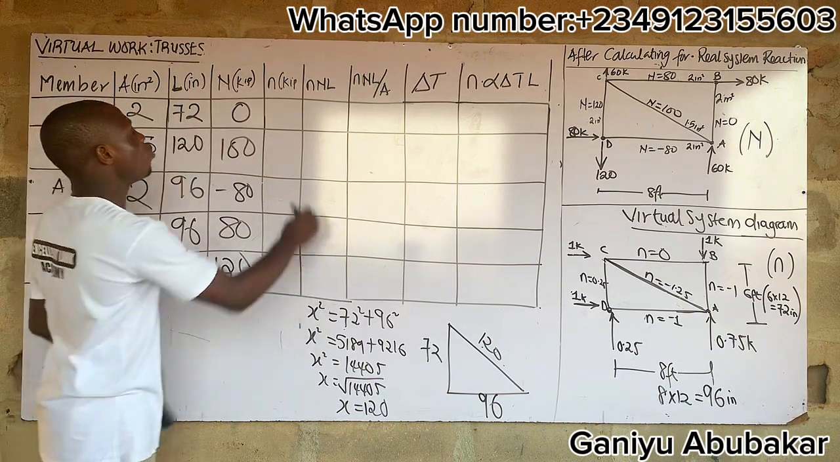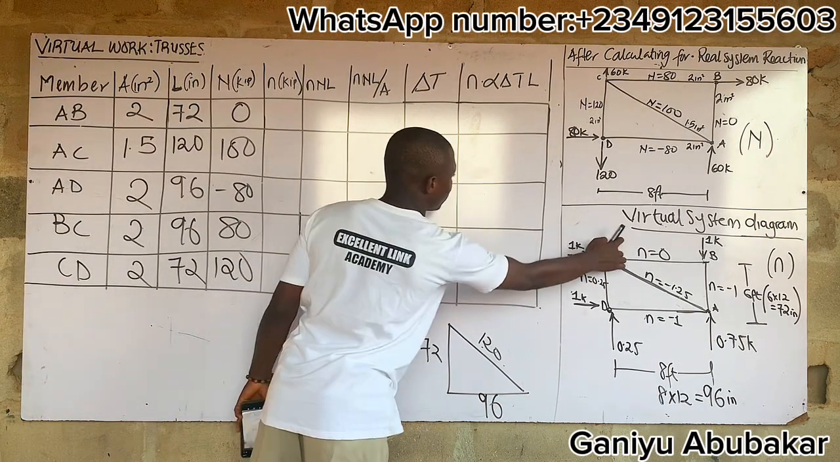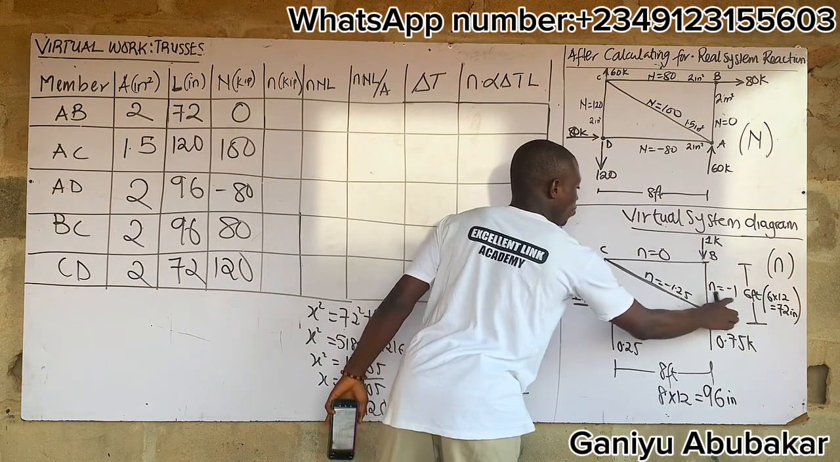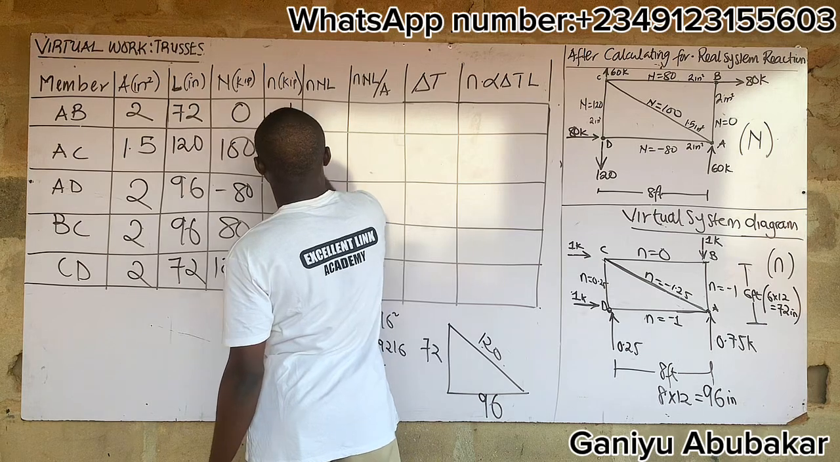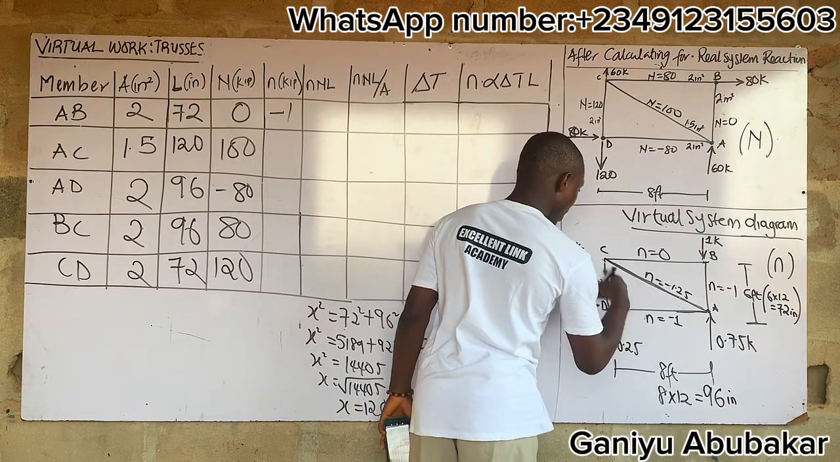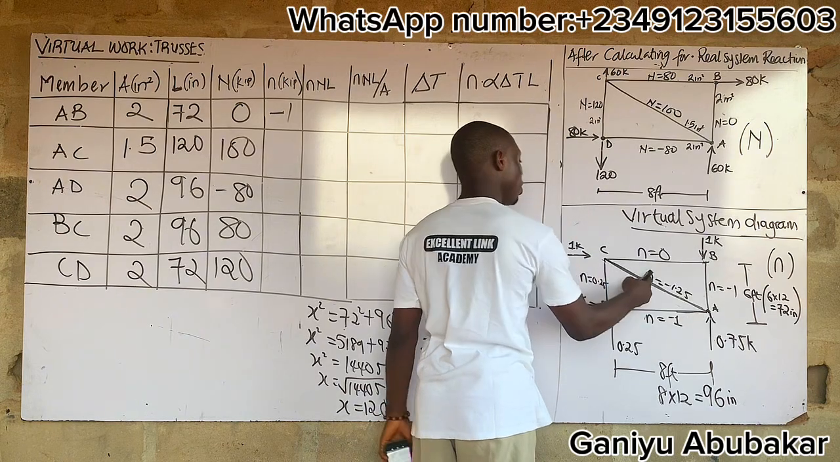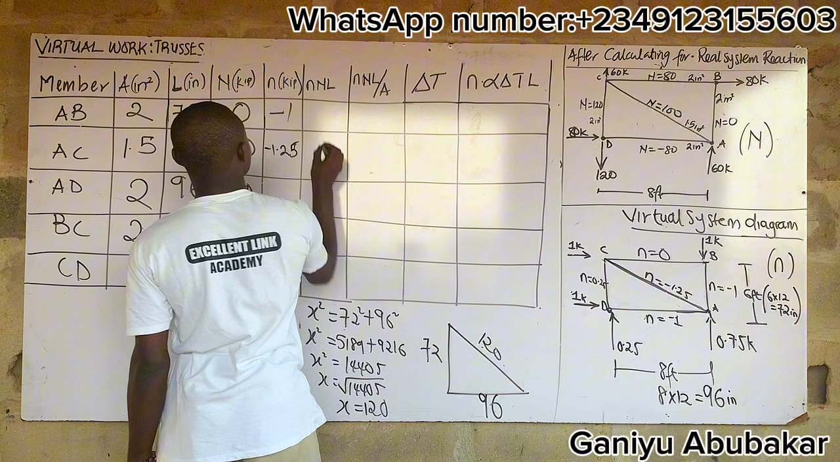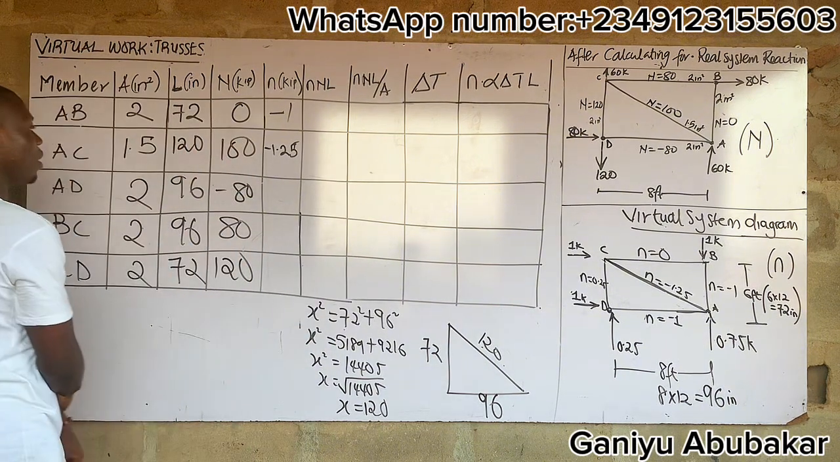For small n, go for what? Your virtual diagram. So AB, small n is what? Minus 1. Yes, minus 1. AC, check your AC, please. A and C, small n is what? Minus 1.25. I have this, right? 1.25.